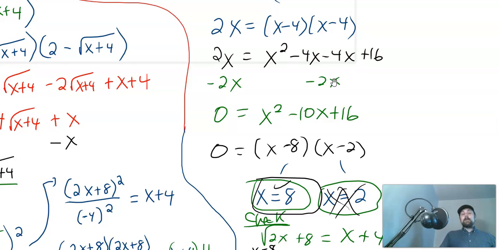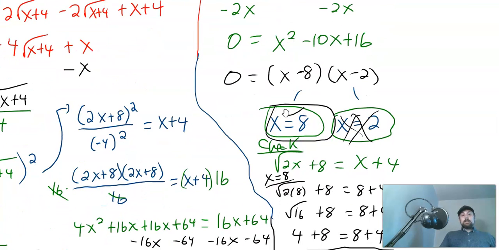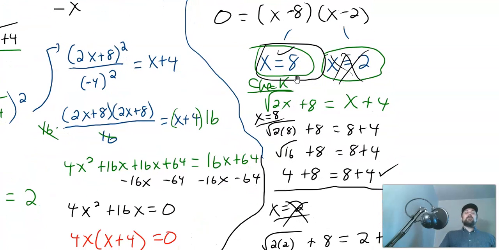Now I said you have to be careful because sometimes it's linear, sometimes it's quadratic, but I feel like every example I've done, it's come out quadratic. And to solve a quadratic equation, you get it equal to 0, then factor the other side. So I subtract the 2x over here, factor this, set each factor equal to 0. This gives you x equals 8, x equals 2, but then you can't trust those answers because anytime it's a square root equation, you have to check your answers.